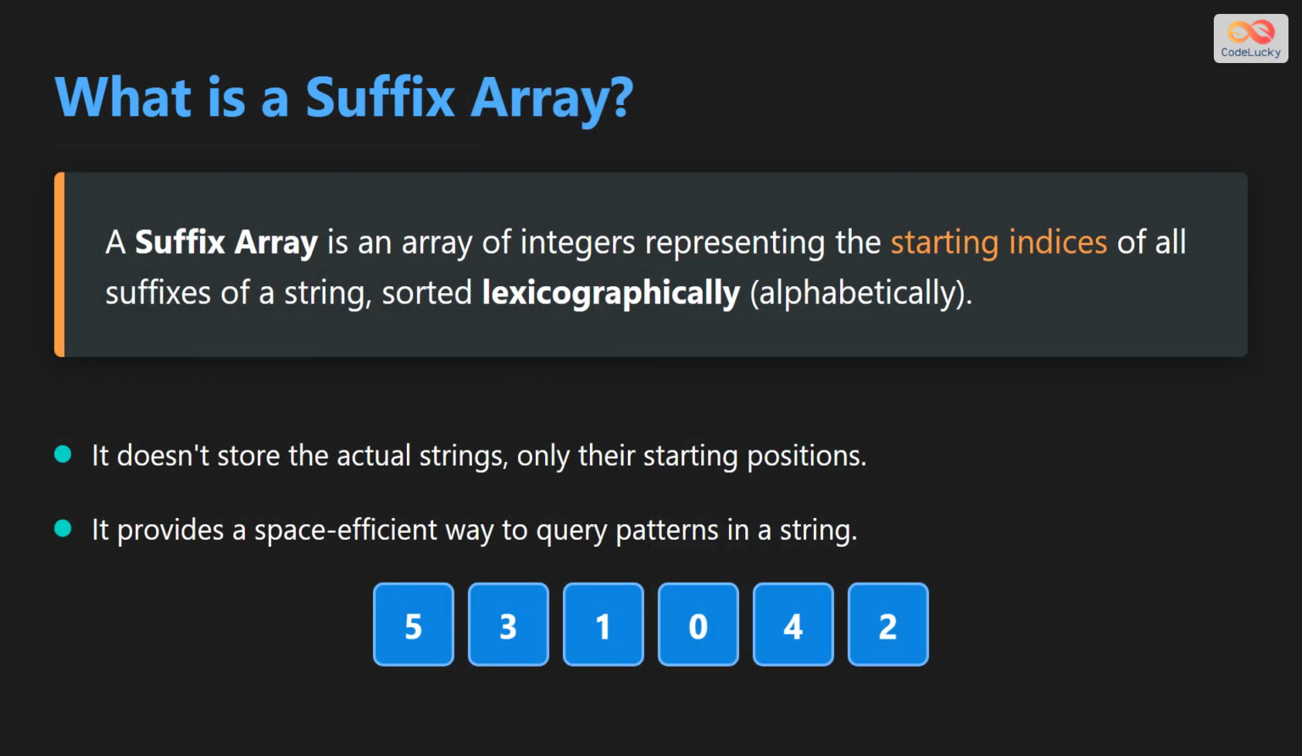So, what exactly is a suffix array? It is an integer array that stores the starting indices of all the suffixes of a string, but with a catch. The suffixes are sorted lexicographically, which means alphabetically. It is important to remember that we do not store the strings themselves, just their starting positions, making this very memory efficient.